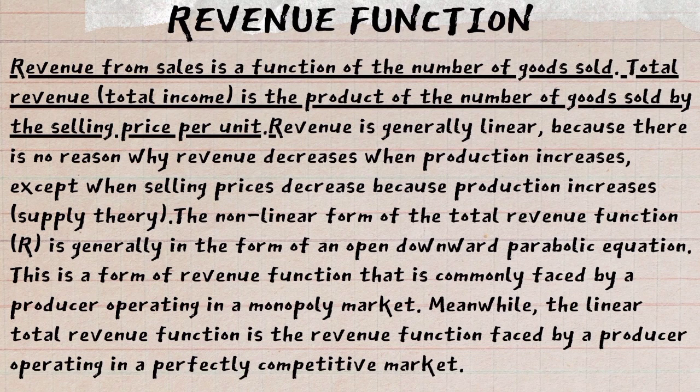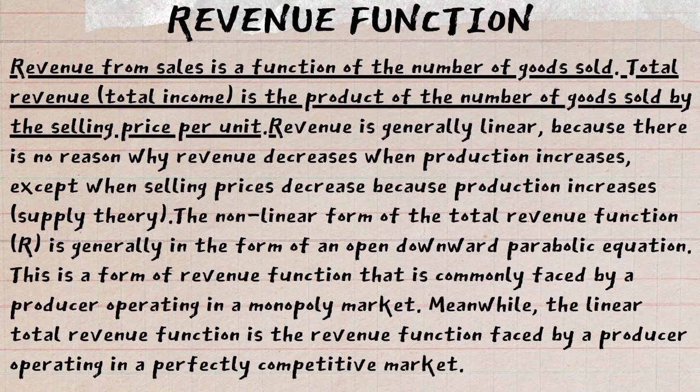Revenue function. Revenue from sales is a function of the number of goods sold. Total revenue, or total income, is the product of the number of goods sold by the selling price per unit. Revenue is generally linear because there is no reason why revenue decreases when production increases, except when selling price decreases because production increase or supply theory.